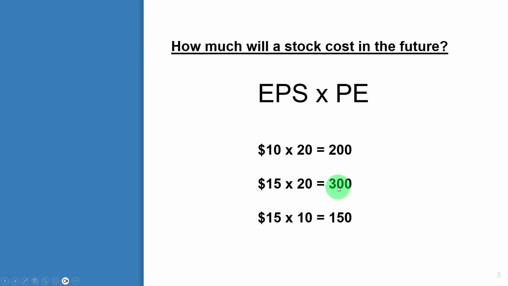Now there could be some reasons why investors would be willing to pay a smaller price earning. If the profit still goes up from $10 to $15, but the price earning drops from 20 to 10, well, then the stock drops from a price of 200 to a price of 150.